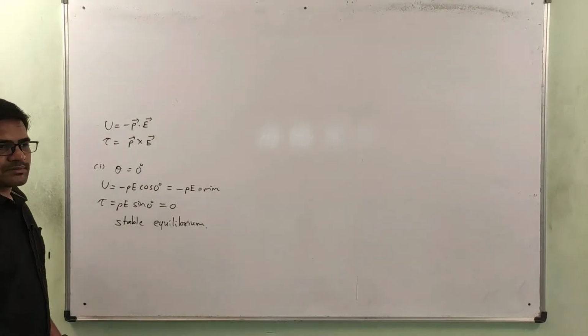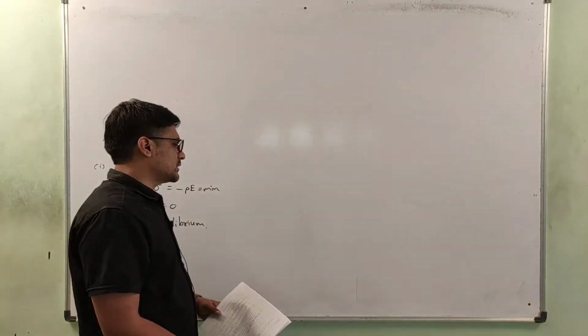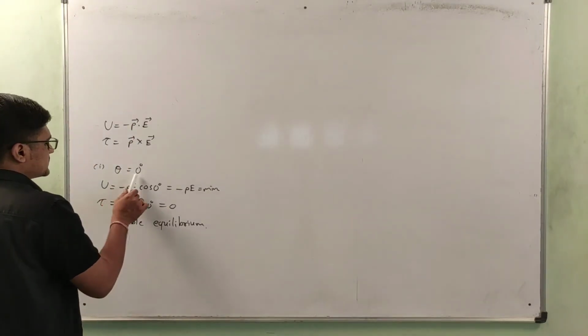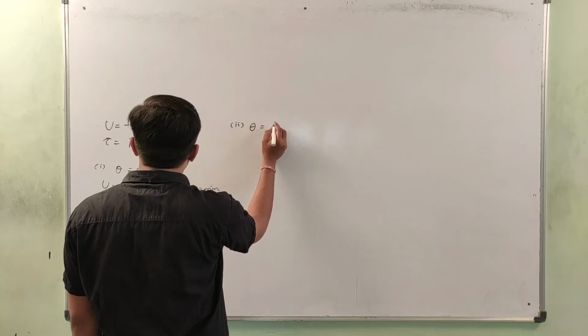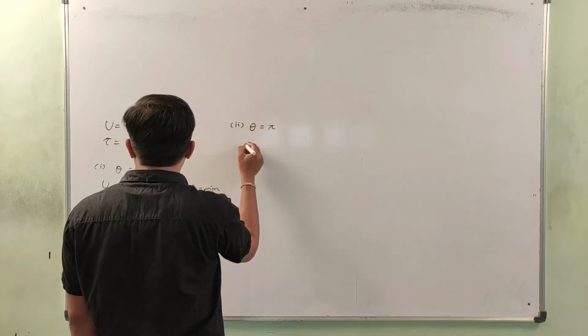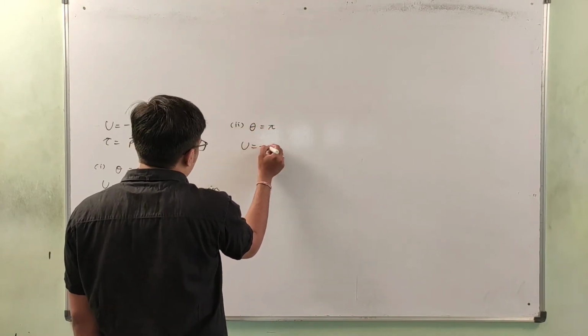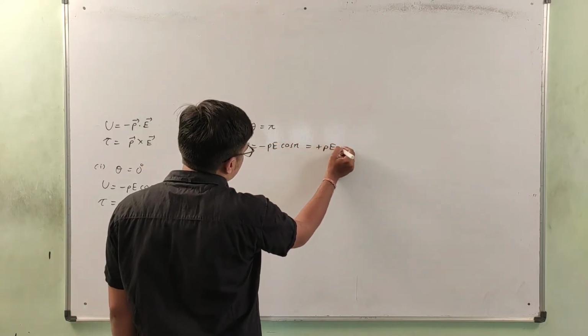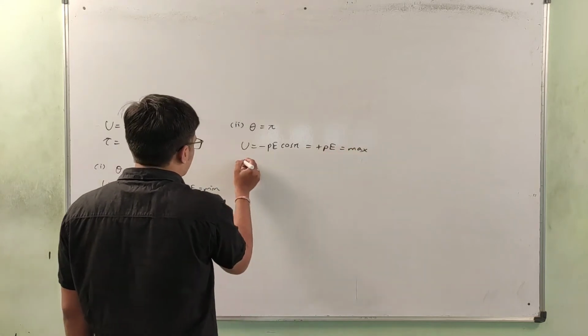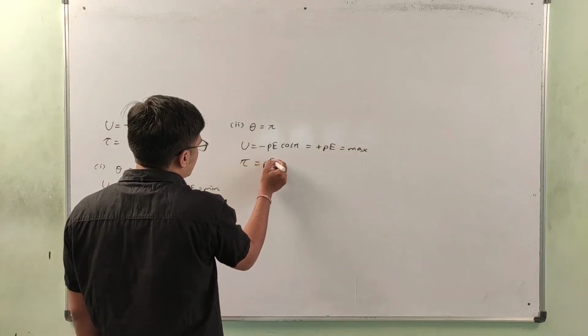So whenever the stable equilibrium of a dipole is given, consider the angle between P and E equal to what? 0 degree. The second one: whenever theta is equal to pi, 180 degree, then what happens? The energy is equal to minus P cos pi. Cos pi is equal to minus 1, so it becomes plus P, that is the maximum energy. And the torque acting on the dipole is PE sin pi.